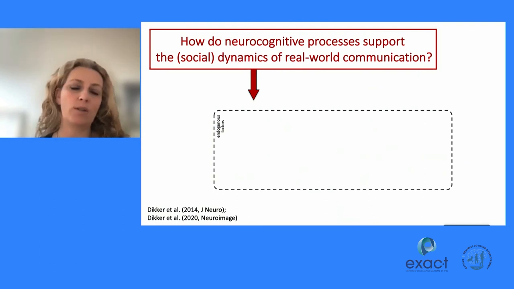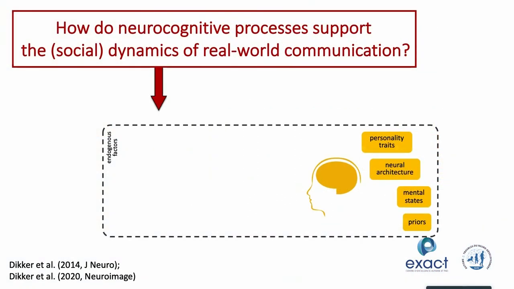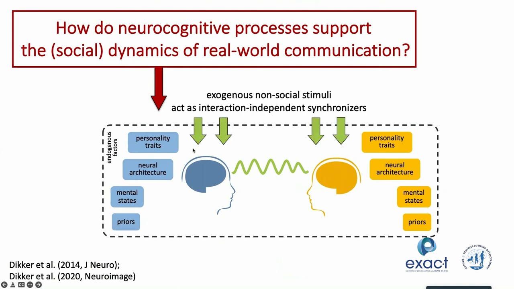So what might those factors be? And this is, again, me. I come into an interaction with Michael with my different personality traits, my own neural architecture, idiosyncrasies in how my brain is built, my mental state, my different priors. And so does Michael, right? He has his own. We have not interacted that much. We did a test earlier for our presentations and spoke maybe a couple of sentences. There is definitely a lot to still be negotiated about me learning about his mental states and priors and personality traits. Now, one very obvious driver of synchrony is exogenous non-social stimuli.